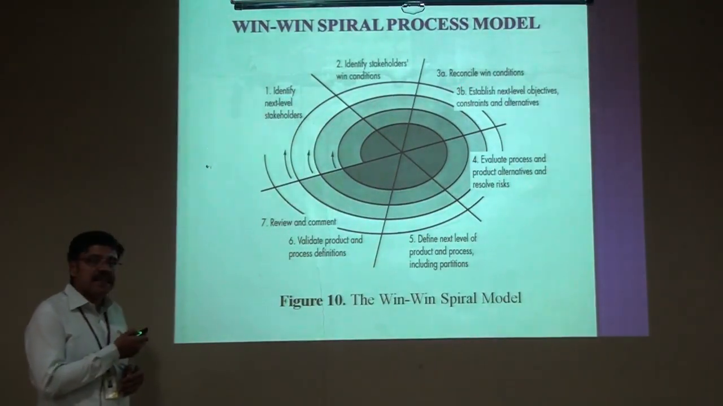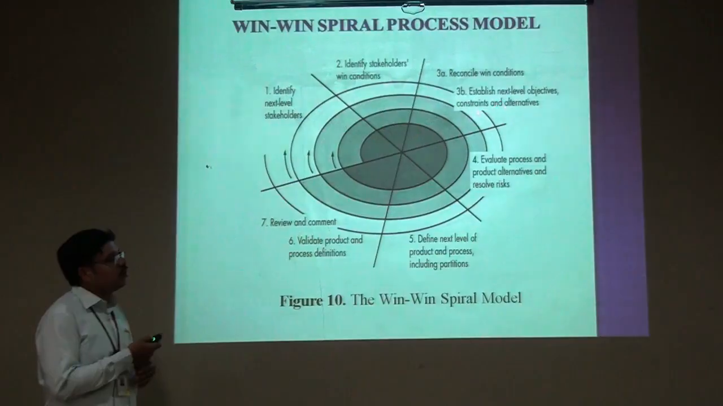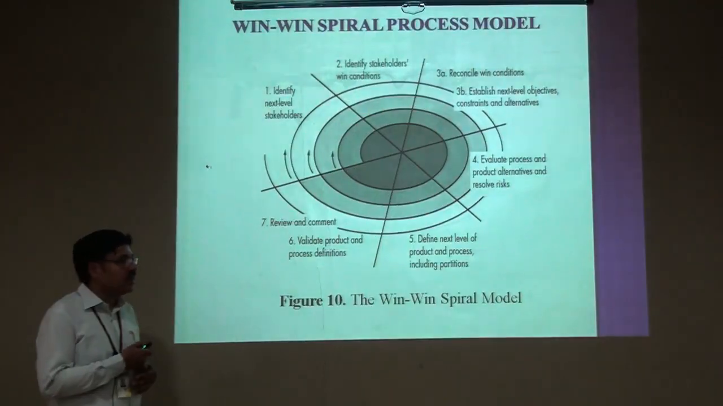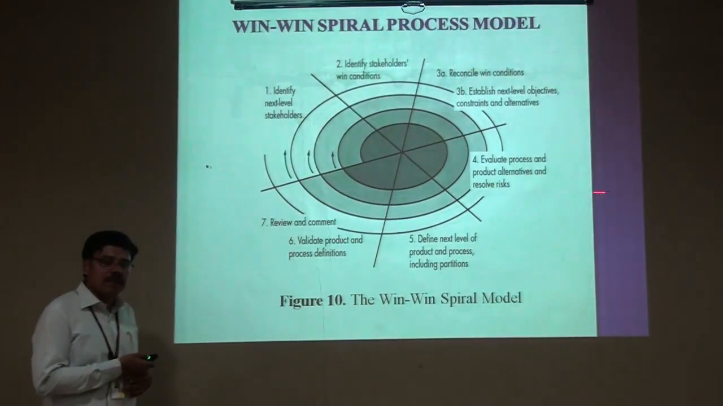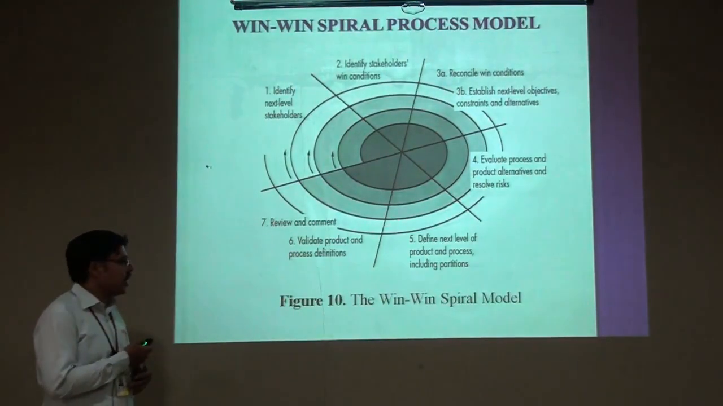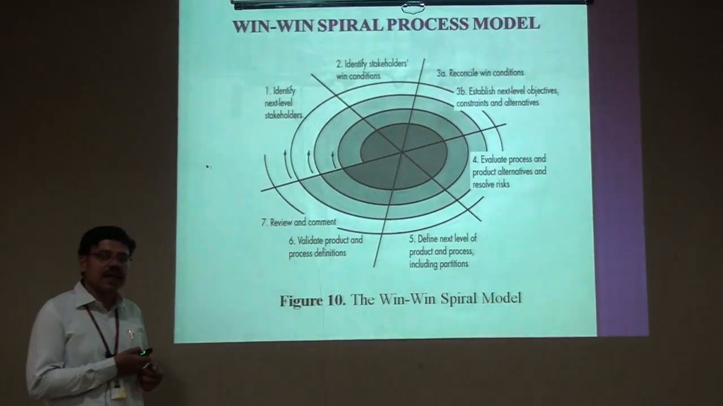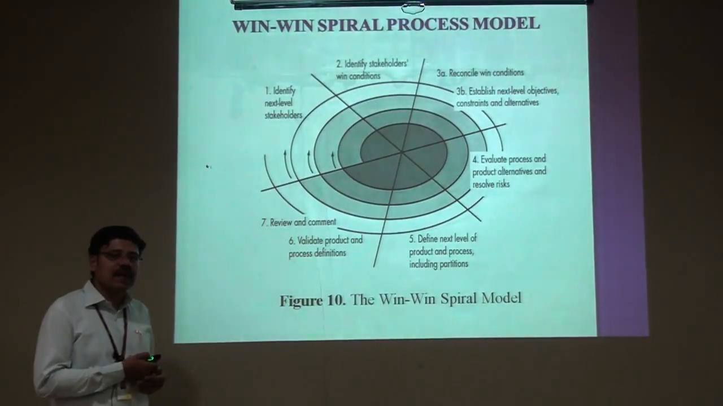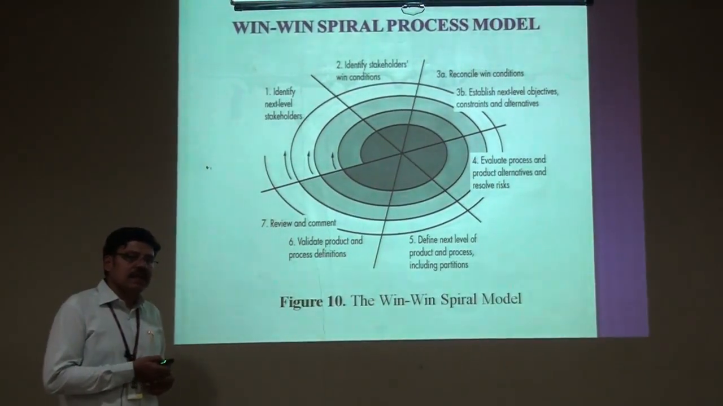We have to reconcile, in the sense negotiate, as well as reconsider their win conditions. We have to establish their objectives. Once we establish their win conditions, then we have to come out with the process of analyzing the risk and resolving the risk. Once the risks are resolved, we have to come out with the development process. Once the development process is completed, we have to verify and validate the product, and then we have to deploy the product to the client in order to get the reviews as well as the comments from the client. Based upon their feedback, the final product will be completed, and it will be provided to the customer.